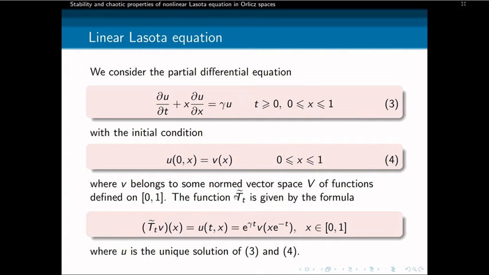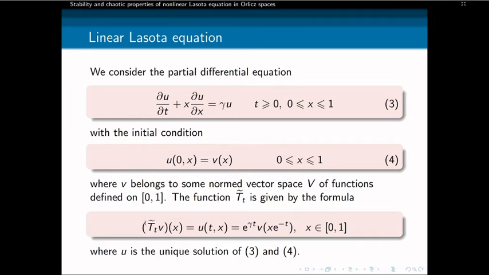In a few papers, we describe the asymptotic behavior of the linear version of the Lasota equation. So we have a function x, and the right-hand side is equal to gamma multiplied by u, and this is equation 3. We consider this equation with the following initial conditions, number 4. This equation has a unique solution, and this solution generates the dynamical system T with tilde.